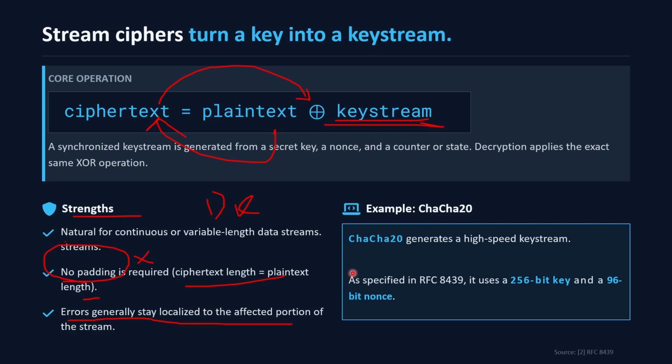The example is ChaCha. ChaCha20 generates a high-speed key stream, as specified in RFC 8439. It uses a 256-bit key and a 96-bit nonce. What the nonce is, we can see in a further video.